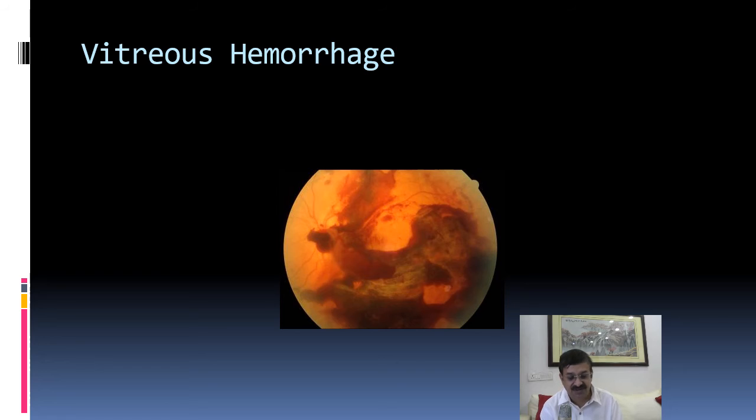Now vitreous hemorrhage can occur due to a really severe blow to the eye, and it could be one of the larger vessels which might have ruptured due to the disfigurement of the eyeball due to the trauma. So here's a picture which shows vitreous hemorrhage.